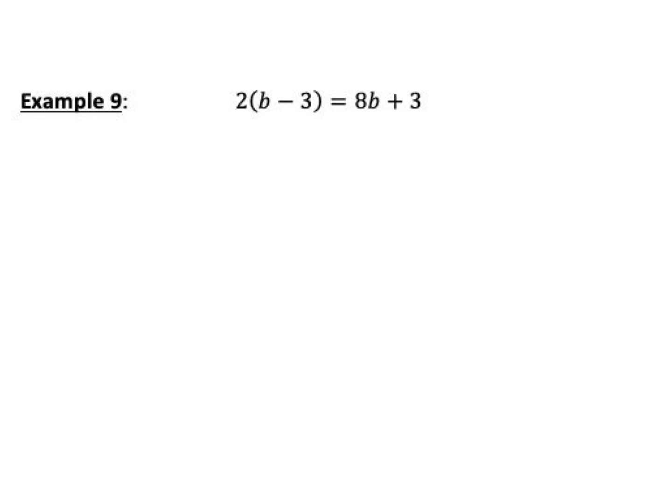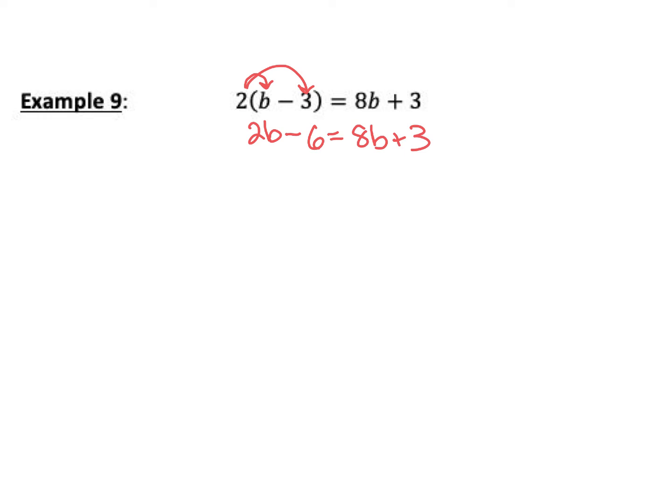All right, number 9, we do have some parentheses. Go ahead and multiply some things in. So we're going to say 2 times b is 2b, minus 2 times 3 is 6, equals 8b plus 3.